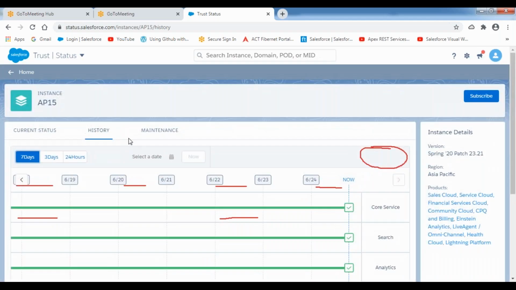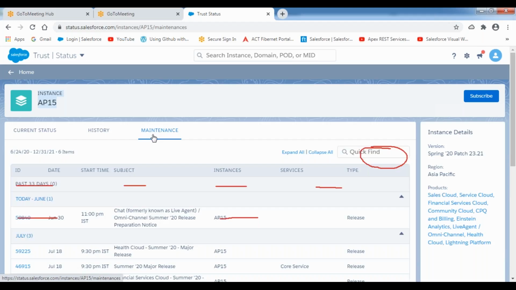Now, suppose Salesforce is planning for any maintenance activity, then I would like to verify that. For this AP15 server, do we have any maintenance activity planned by Salesforce or not? I want to cross check that. Do we have any maintenance activity planned by Salesforce for this AP15 server for the next 1 year? I want to verify. So click on the maintenance tab.